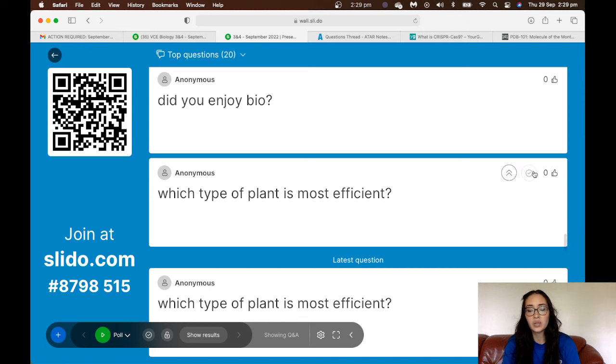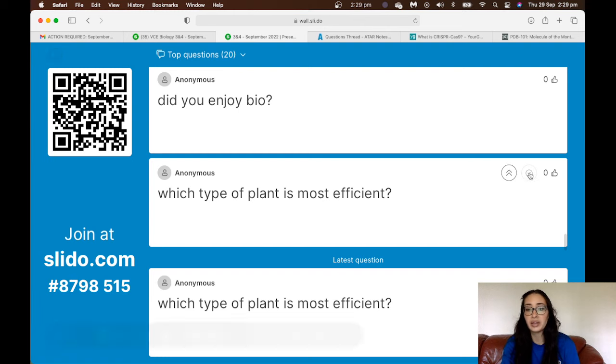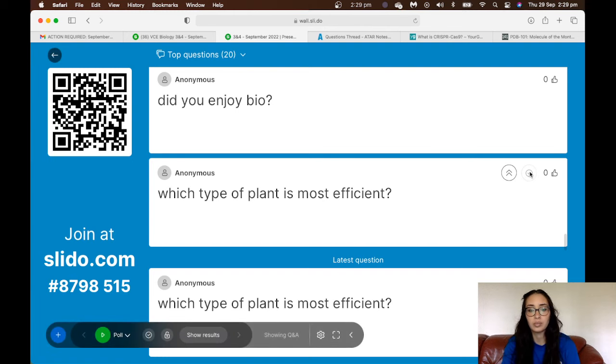All plants are most effective depending on their environment. So some plants which live in the desert might need to use C4 mechanisms instead of C3. So it really depends on the environment.